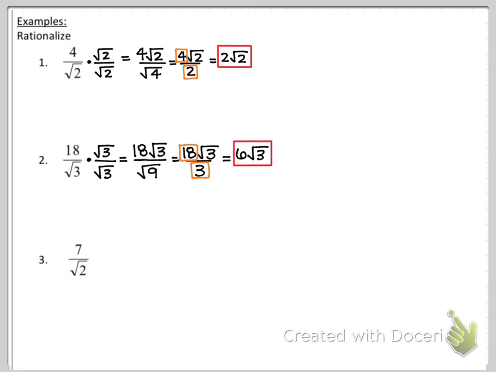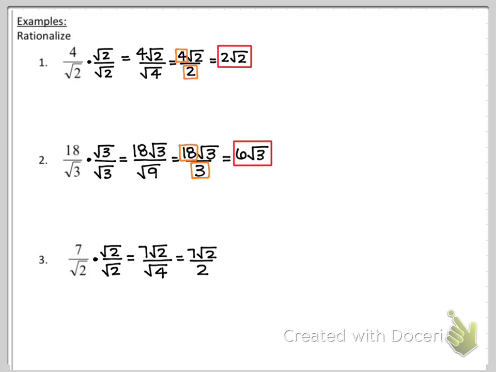Okay, let's take a look at question number 3. It can't be simplified as it is. There's definitely a root in the bottom, so let's get rid of it. So we're going to multiply by the problem. And the problem is the square root of 2 over the square root of 2. Still multiplying by just 1, so that's okay. Multiply straight across. 7 times the square root of 2, and then root 2 times root 2 is root 4. Keep going with the bottom. Root 4 is 2. Now slide over the 7 and the square root of 2.